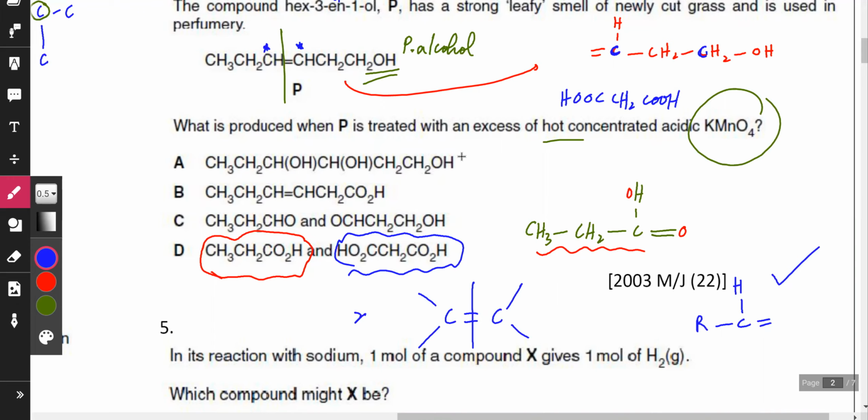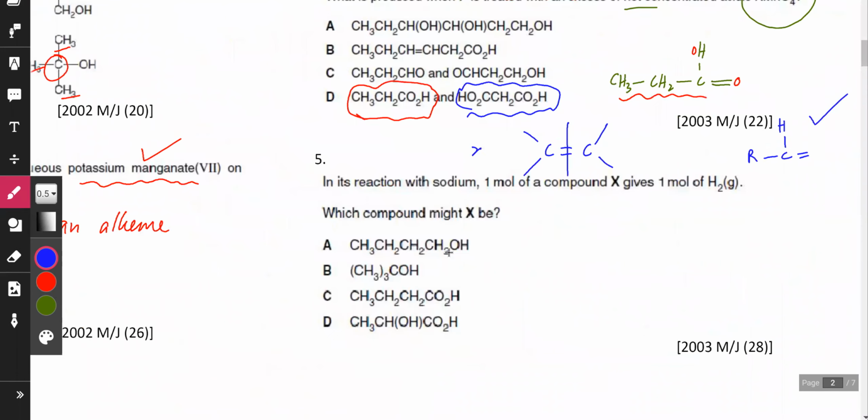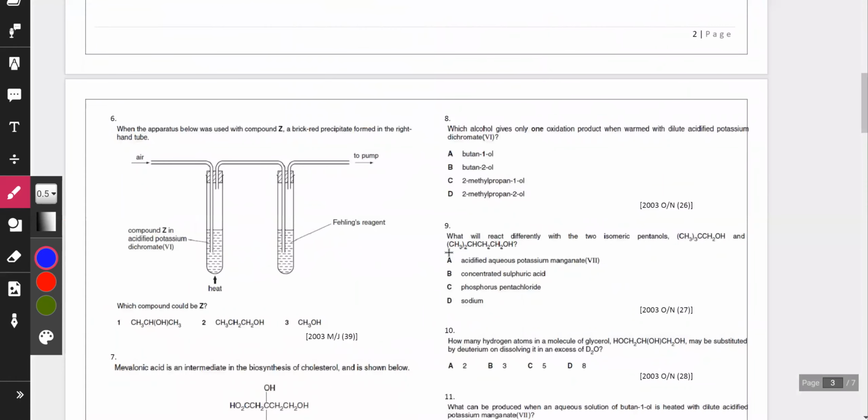So this would change into a carboxylic acid. This would change into a carboxylic acid. Since this is a primary alcohol, which we just did, it also changes into a carboxylic acid. So is this clear? Yes. Yes. So let's do some more questions on oxidation.